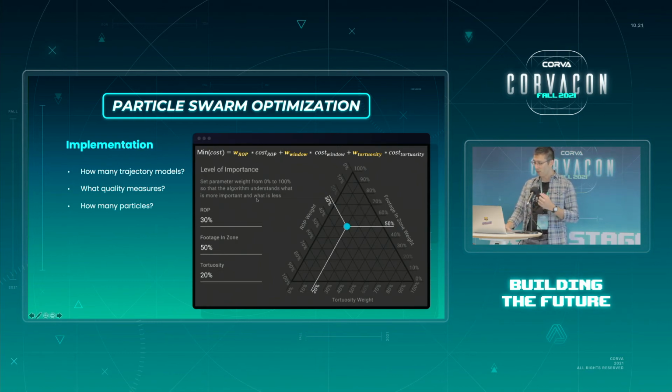Those yellow weights right here are controlled by this ternary diagram. In the app's user interface, you can select the points here that combine all three parameters, and then you can fine-tune the algorithm to your objective. Maybe you want to get back to pumping faster, so you care less at this moment about tortuosity, for example. Or conversely, you want to maximize your production, so your footage inside the zone, so you want your window cost to be higher, etc. So users have the ability to explore this function if you build it that way.